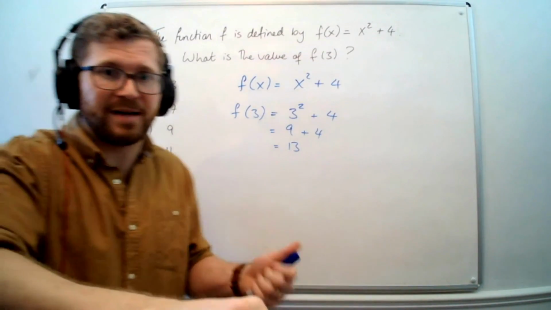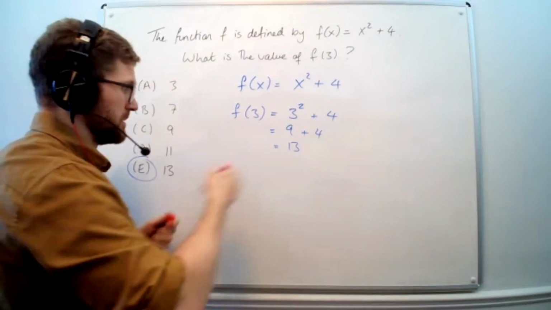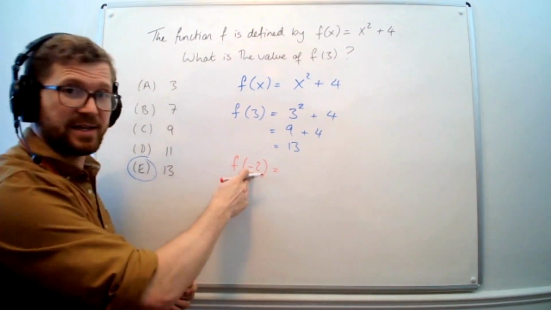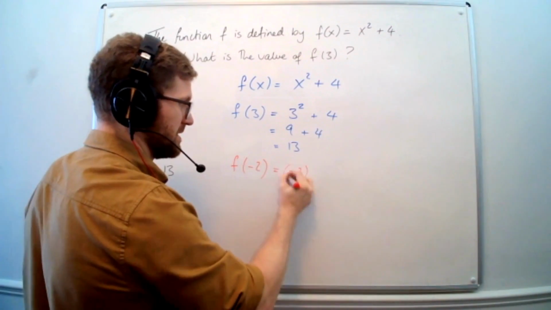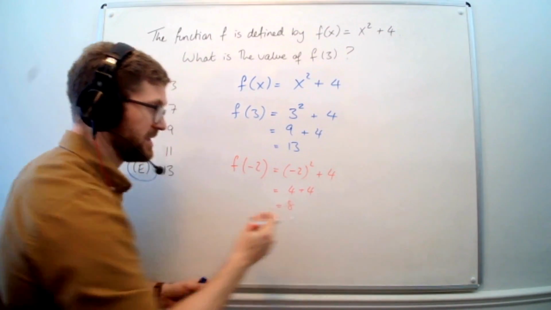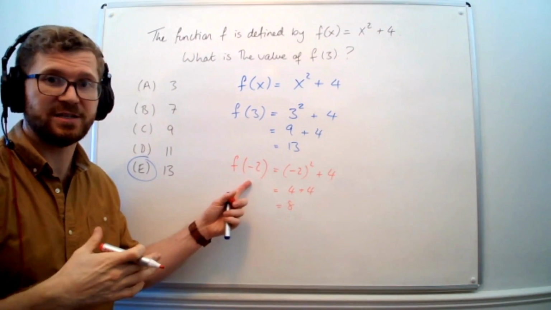So it doesn't matter what I use. Let's say -2. In this case, -2 is going to be the input. I put that into the rule, square it and add 4. I'd end up with 4 plus 4, I'd get 8. It doesn't matter what you change this to.